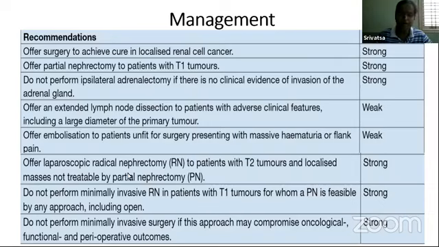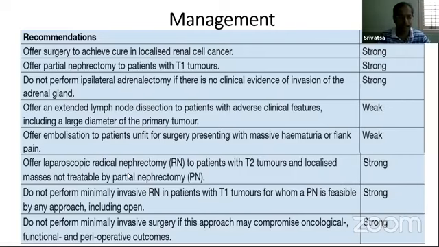It is also important for us to understand that whenever we contemplate doing embolization, pre-embolization renal mass biopsy may be preferable in case the patients become fit enough to receive systemic therapy in the future. Offer laparoscopic radical nephrectomy to patients with T2 tumors and localized masses not treatable by partial nephrectomy. Again, the strength rating is quite strong for this.